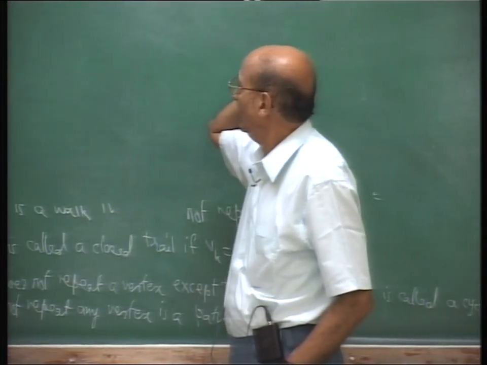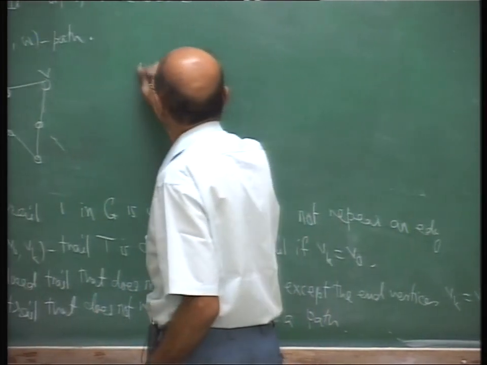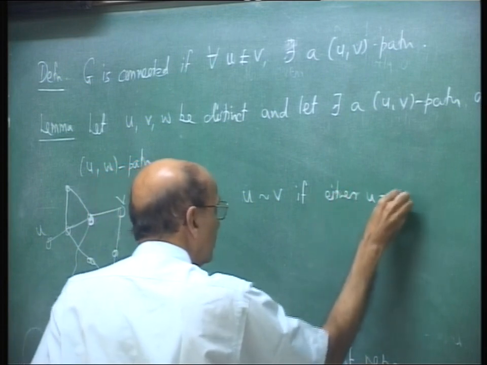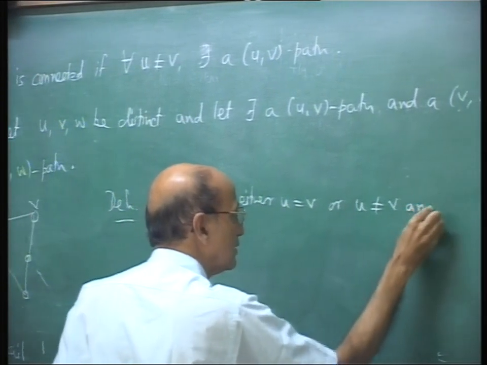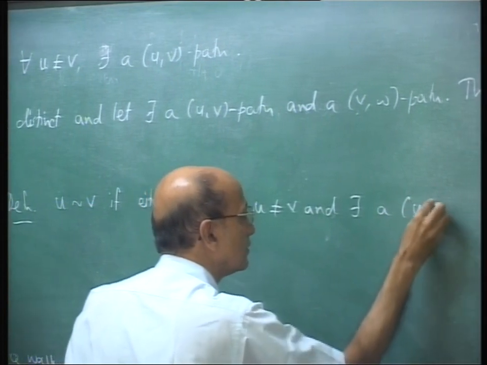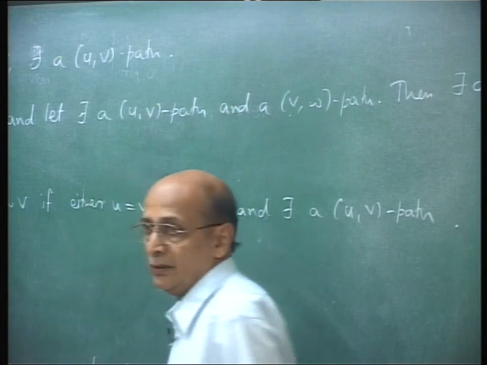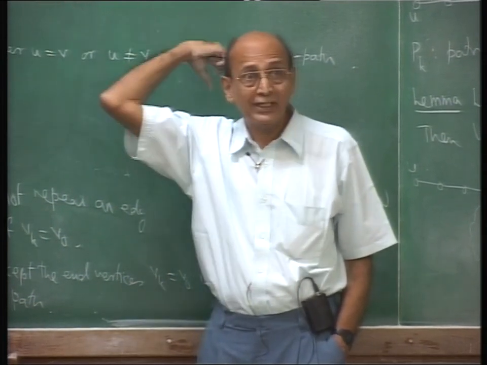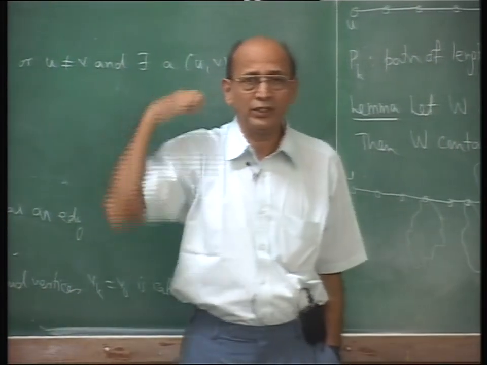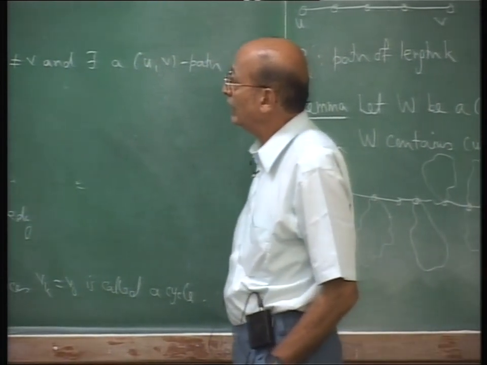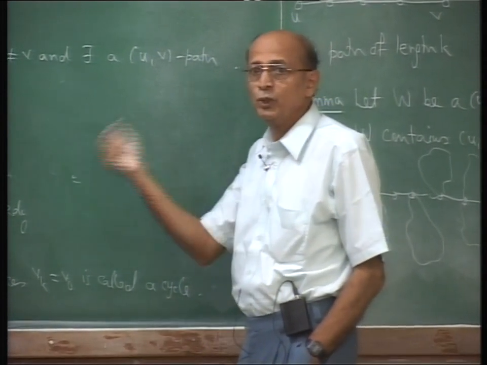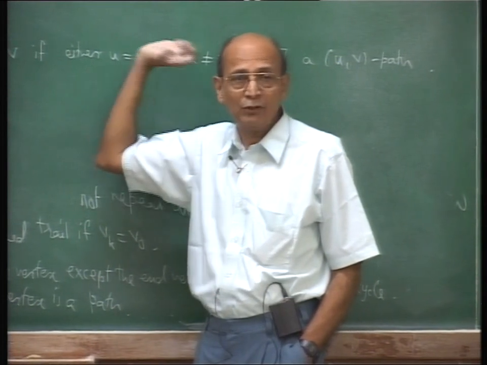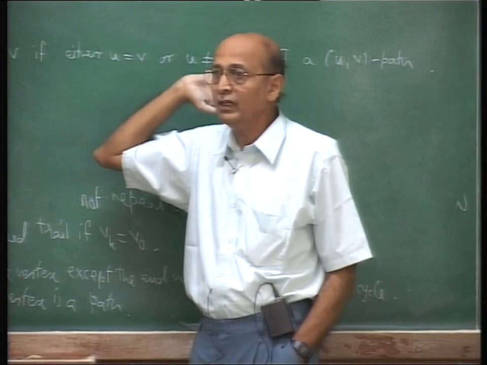We can therefore define an equivalence relation. We can define a relation: U is related to V if either U is equal to V, or U is not V and there exists a UV path. Then this is reflexive by definition. It's symmetric. If you have a path from U to V, then there is clearly a path from V to U, the reverse of that path. You follow the path backwards. And if you have a path from U to V and a path from V to W, then there is a walk from U to W, using which I can get a path from U to W. Therefore, this relation is also transitive. Therefore, this is an equivalence relation. The equivalence classes under this are called components.